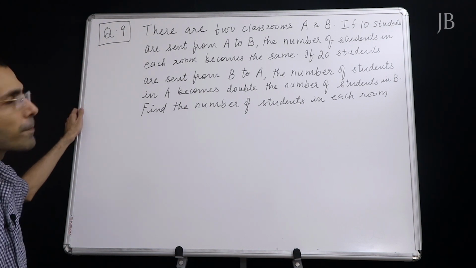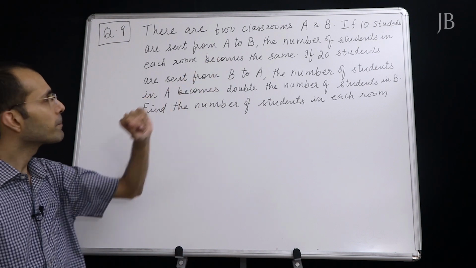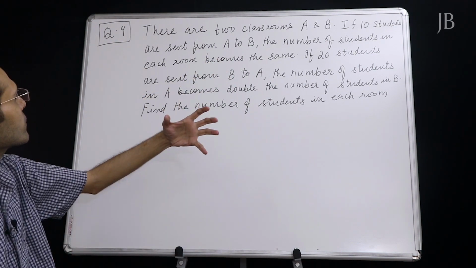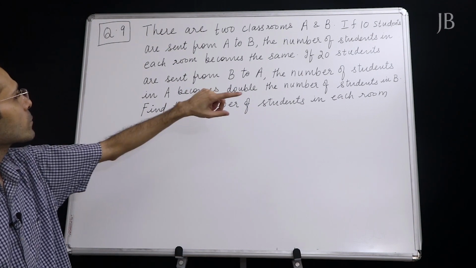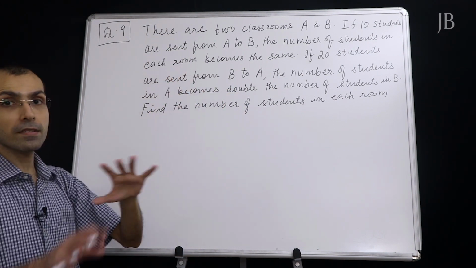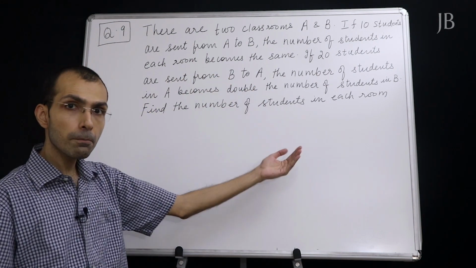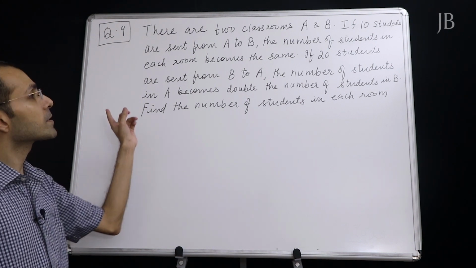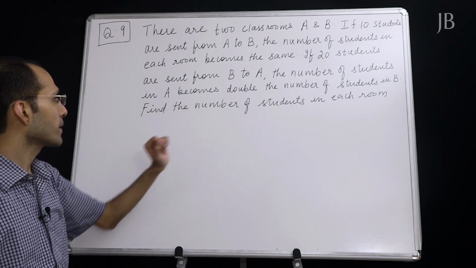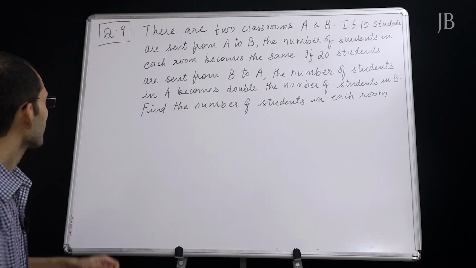Question 9. There are two classrooms, A and B. If 10 students are sent from A to B, the number of students in each classroom becomes the same. If 20 students are sent from B to A, the number of students in A becomes double the number of students in B. Find the number of students in each classroom.